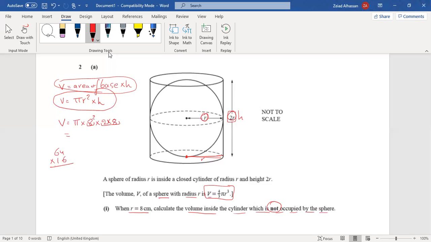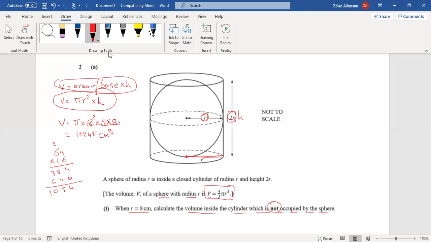Calculating this by hand, the volume is 1024 pi centimeter cubed. That's the volume of the whole cylinder, the space inside the cylinder.